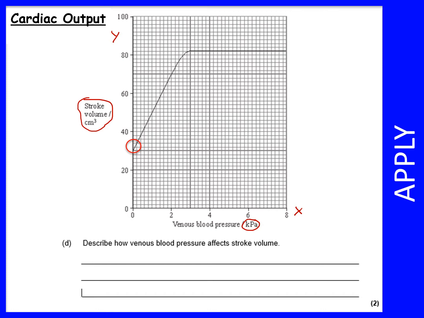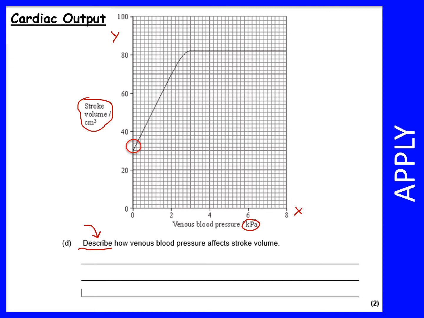Now underneath it says describe how the venous blood pressure affects the stroke volume. So with a describe question, it's really just using the data off the graph. Now you do not have to explain the data. You don't have to talk about the reasons behind why the stroke volume changes. Okay, it's just asking us to describe the data. So you don't just want to say the stroke volume goes up and then it plateaus. You've got to use the values a bit more carefully.